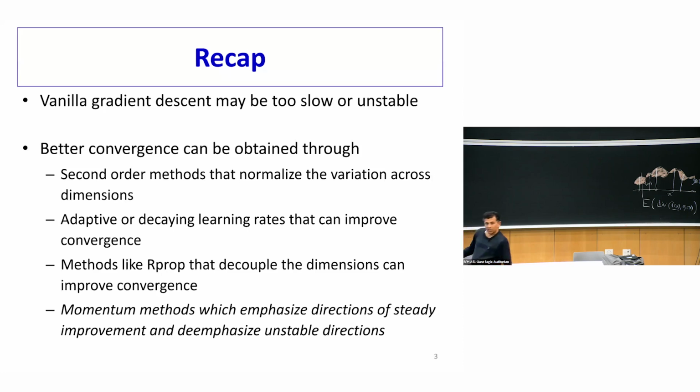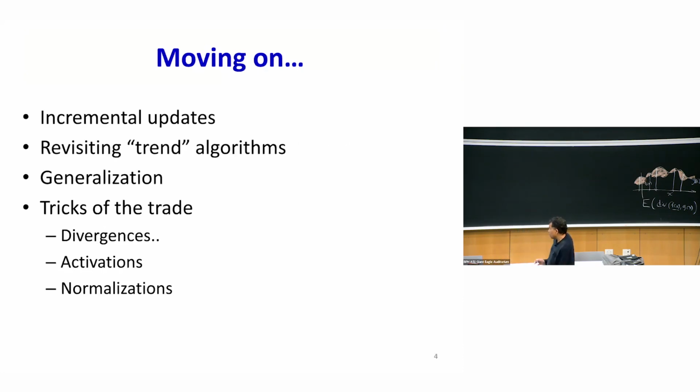We like to have large learning rates in the beginning that decrease over time, and coupling the learning rates for the different components can be disastrous. So methods like RPROP that decouple the dimensions can improve convergence. And lastly, we just touched on momentum methods, which emphasize directions of steady improvement and de-emphasize unstable directions, and can give us benefits. So this is where we are, and we are going to move on.